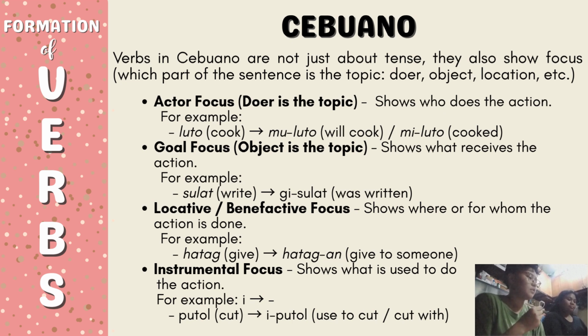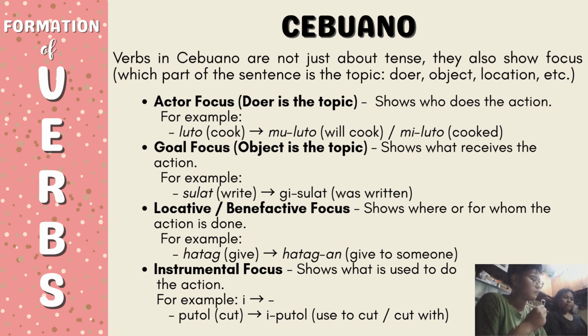And we also have the goal focus. It uses affixes like on, hon, gi, a, or ha to show what receives the action, as in luton, meaning to be cooked, giluto, meaning was cooked, and lutua, meaning cook it. We also have locative and benefactive focus. It uses an or han to indicate where or for whom an action is done, such as lutuan, meaning cook for or at a place.